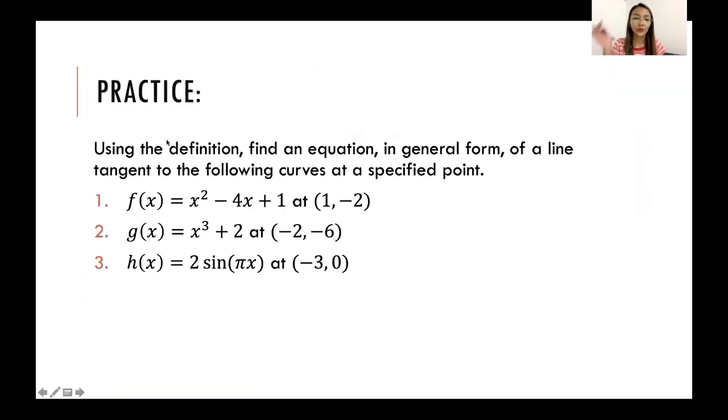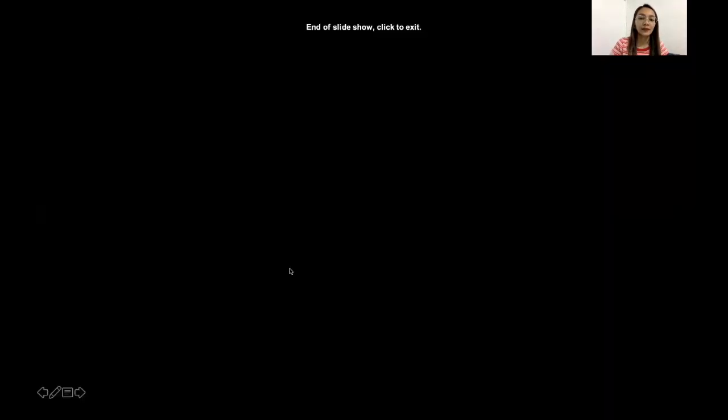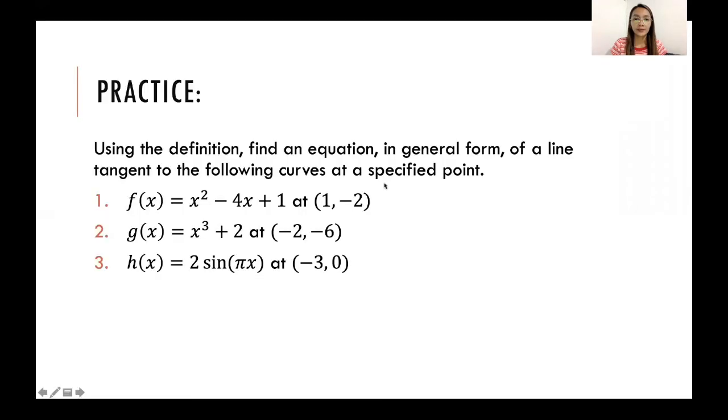Okay, so I want you to answer this. This will be your assignment. Using the definition, find an equation in general form of a line tangent to the following curves at a specified point. Number 1, f of x is equal to x squared minus 4x plus 1 at (1, -2). Number 2, g of x is equal to x cubed plus 2 at (-2, -6). And third, h of x is equal to 2 sine pi x at (-3, 0).